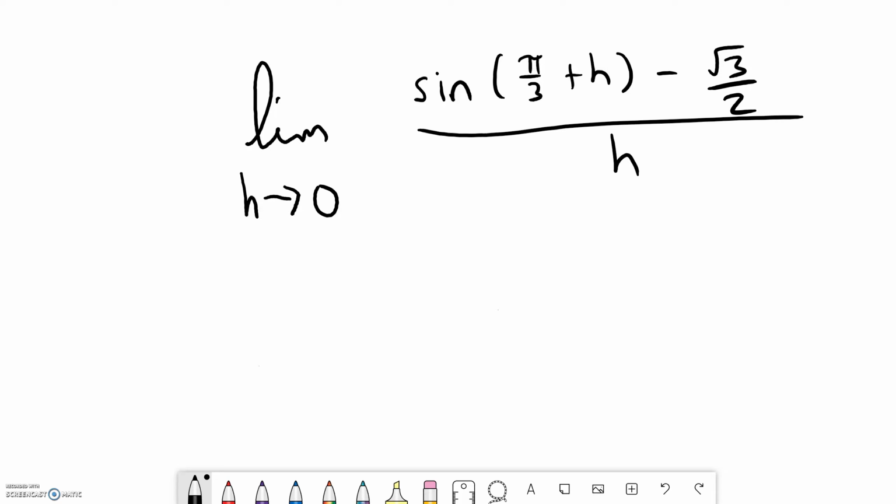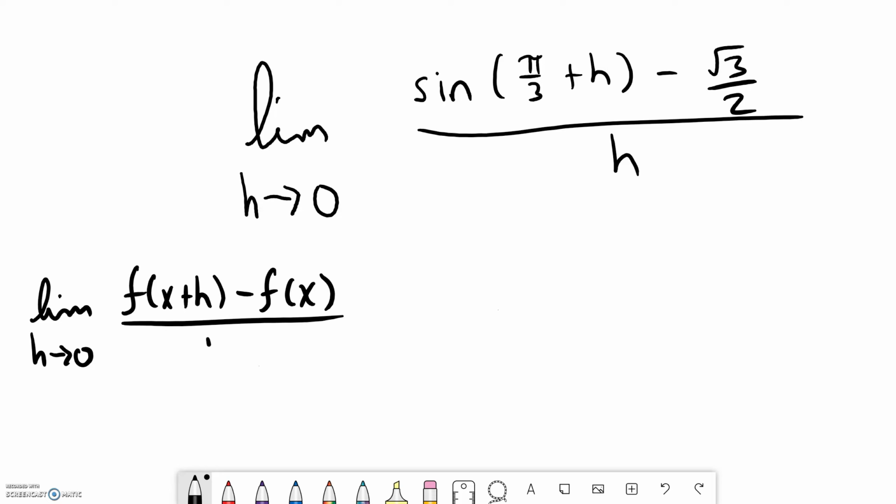So the way we would look at this is it kind of looks like a definition of the derivative, right? So if I write the definition of the derivative right here, it's the limit as h approaches 0 of f of x plus h minus f of x, all divided by h, right? And we take the limit as h approaches 0, so it's kind of like approaching the tangent line, the slope of the tangent line at that point x, right? But we want to know it at a specific point. And this point that we're looking at in this problem is at x equals pi over 3, right?